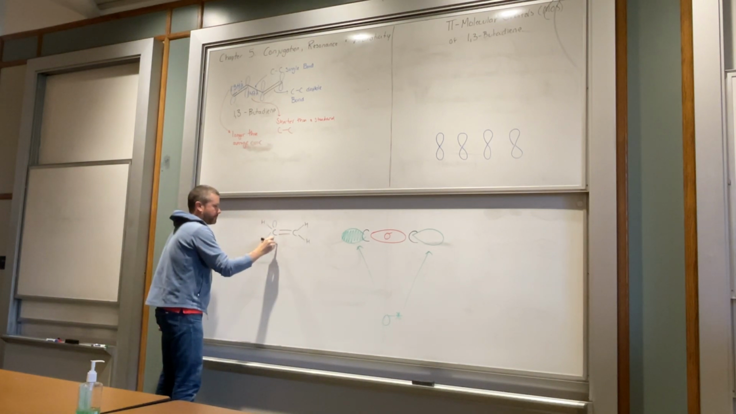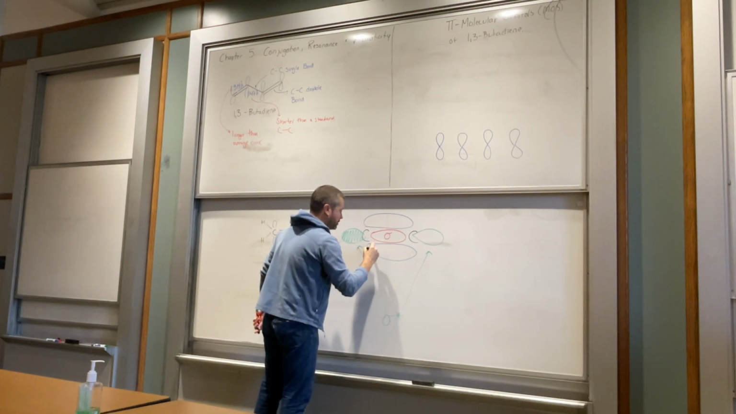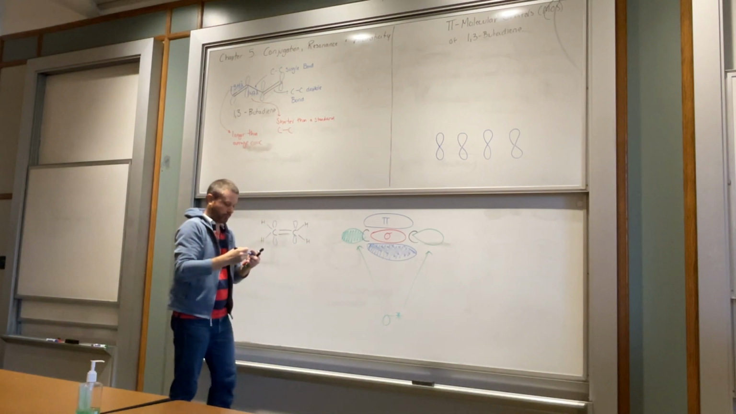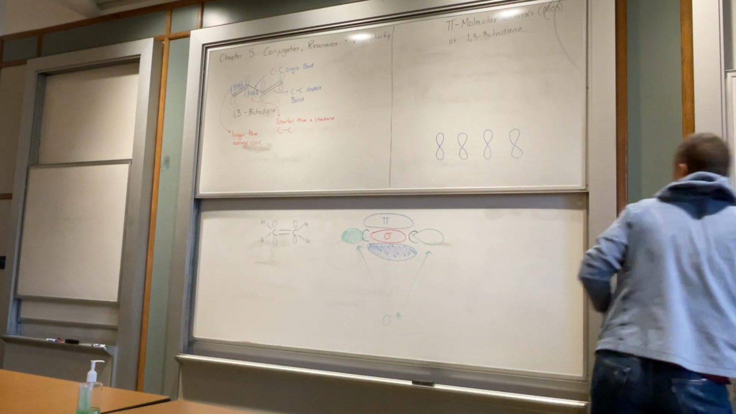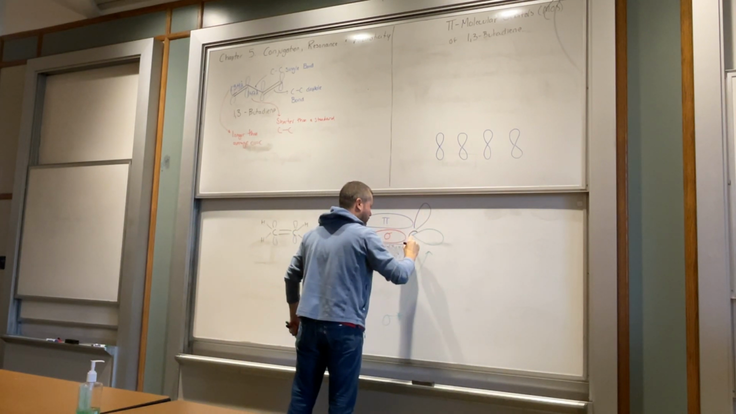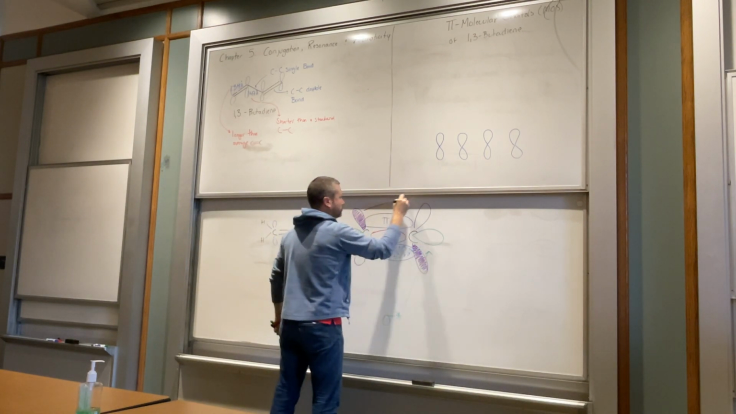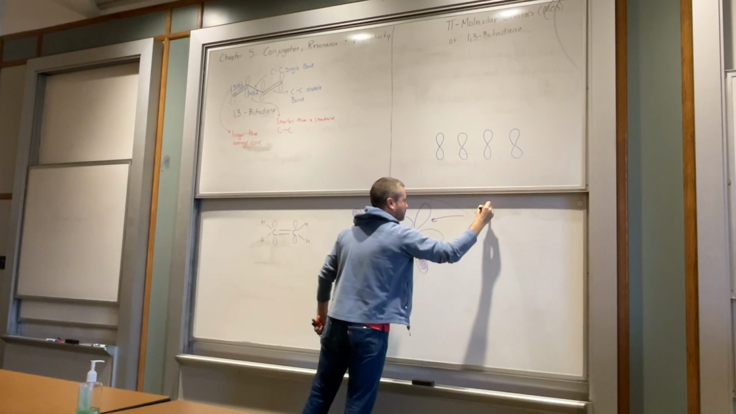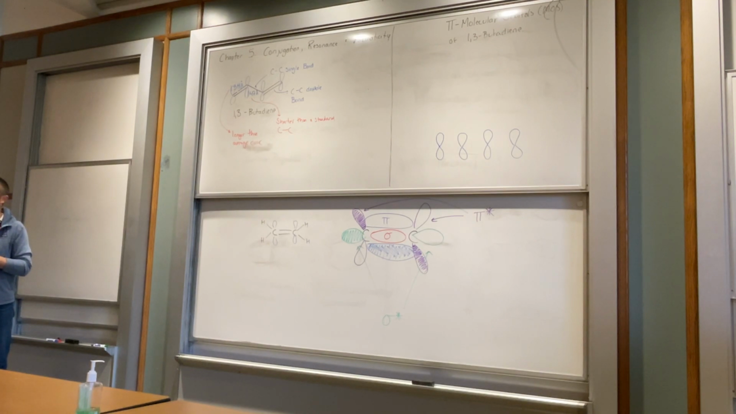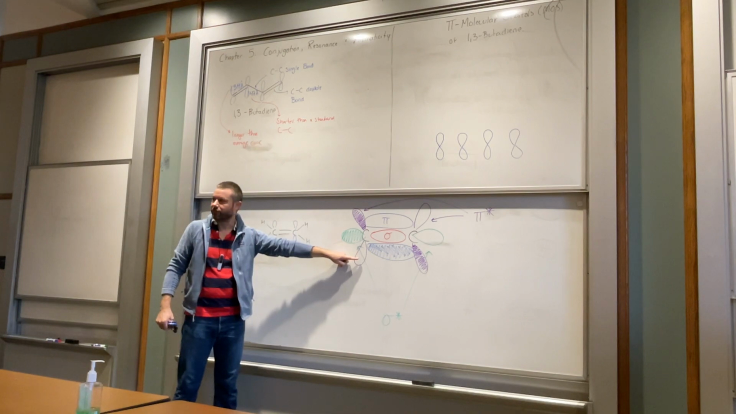There's also p orbitals on these carbons, right? So when these p orbitals overlap, they will overlap to produce a pi bond. At the same time, they're also producing a pi antibond, right? So the pi bond comes from the in-phase overlap of p orbitals. Pi antibond, or pi star, comes from the out-of-phase overlap of p orbitals.